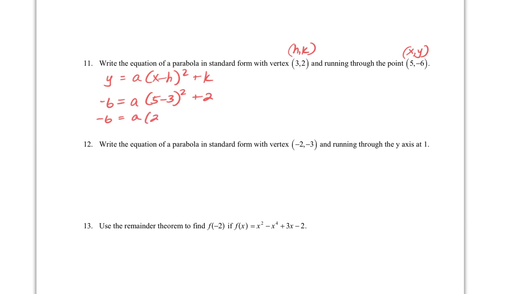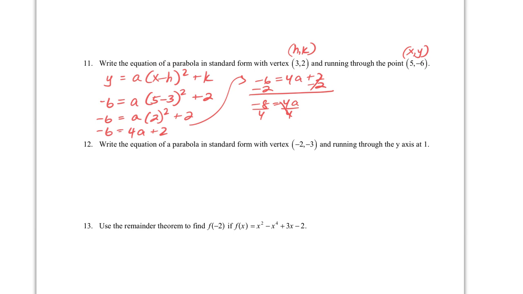So 5 minus 3 is 2, squared, plus 2. Negative 6 equals 4a plus 2. We're going to subtract 2 from both sides. Negative 8 equals 4a. And if I divide both sides by 4, I'm going to get that a equals negative 2.